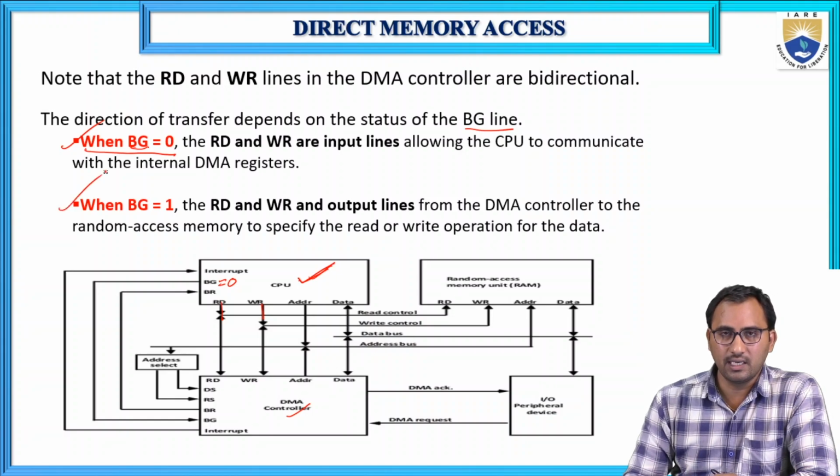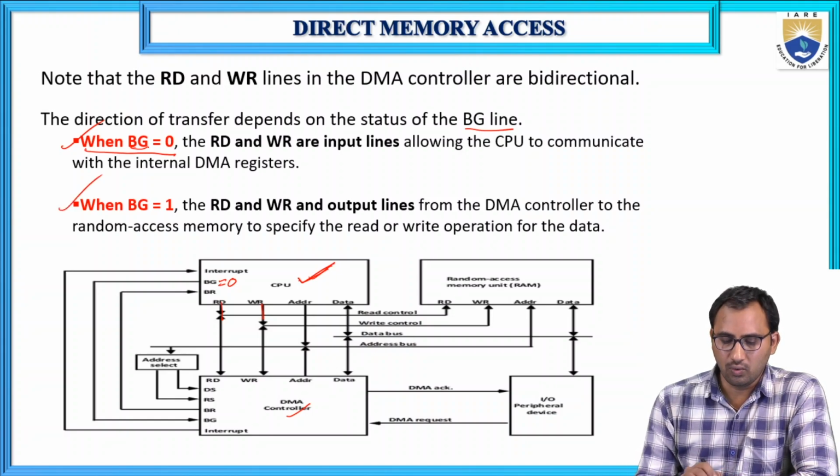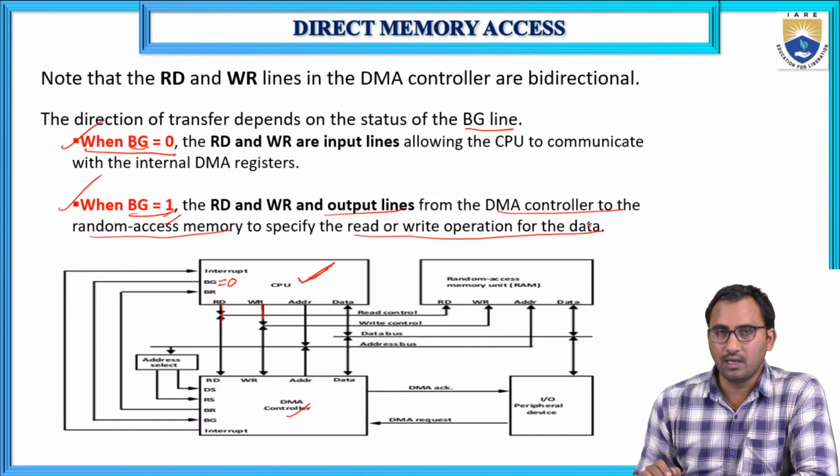And coming to the second case, when the bus grant line is equal to 1. That means when BG is equal to 1, it indicates that the CPU has disabled all its buses and given permission to the DMA controller to take control over all the buses. So when the bus grant line is equal to 1, the read and write lines act as output lines from the DMA controller to the main memory, that is, the random access memory, to specify the read or write operation for the data.